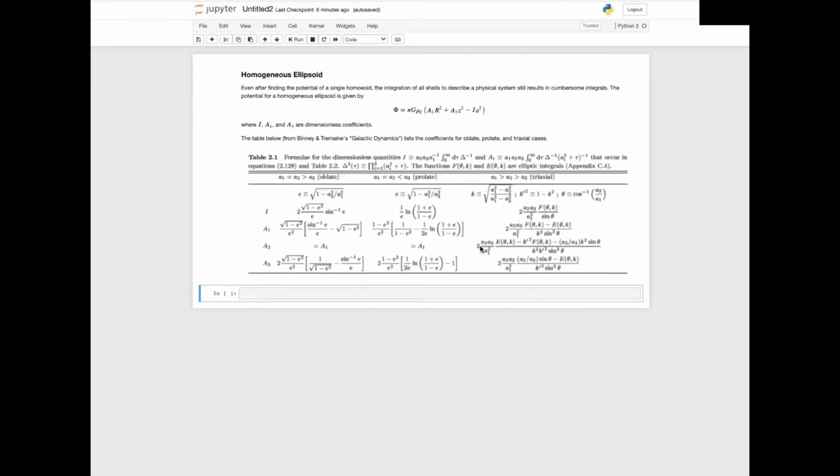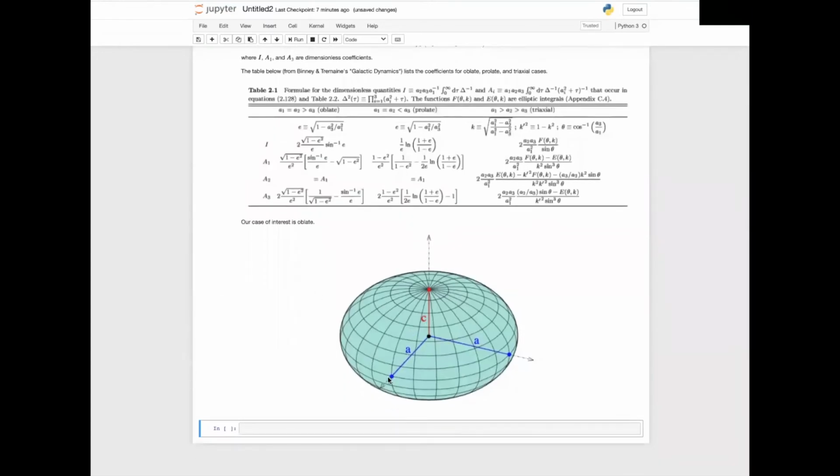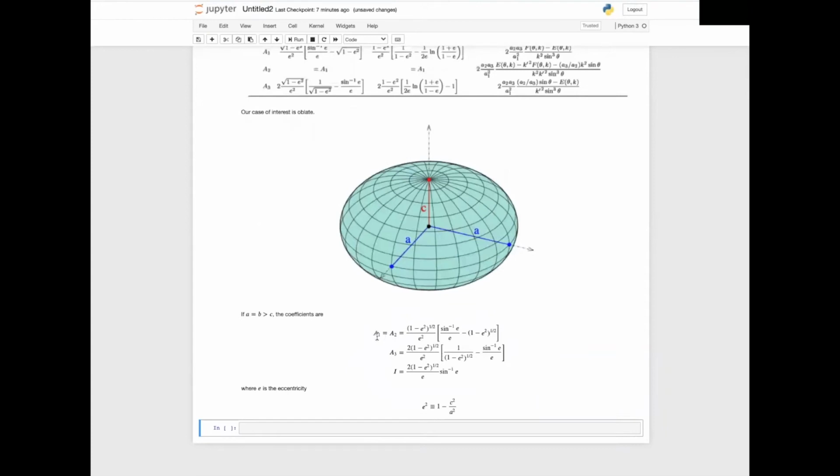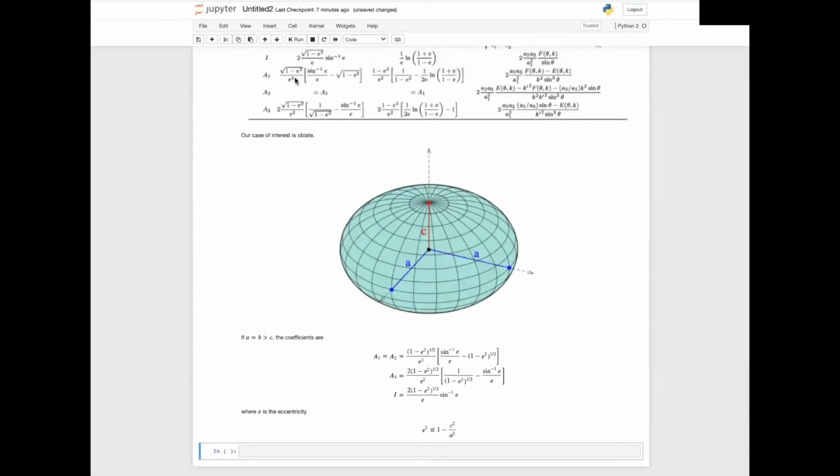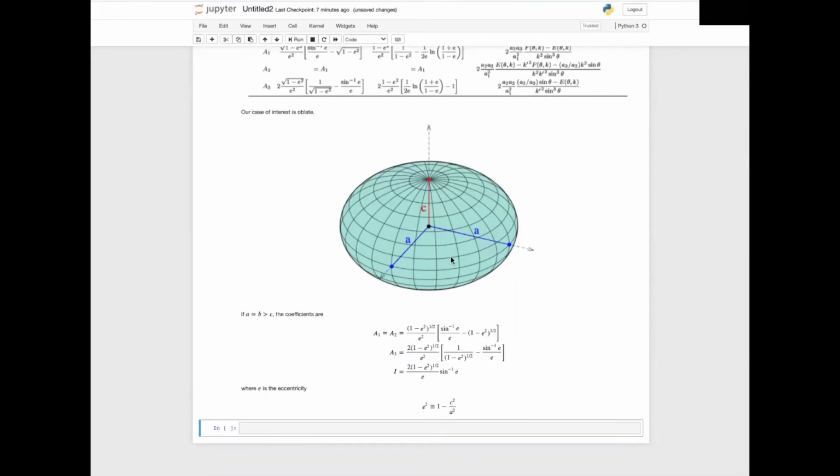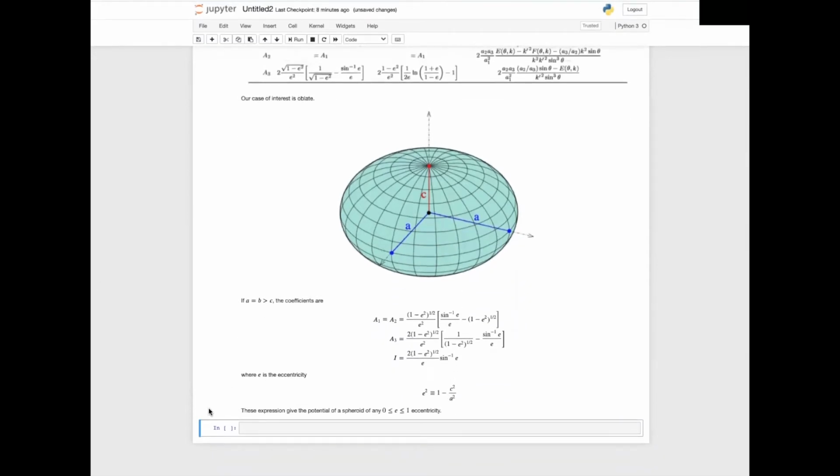And as you can see here, the expression for the triaxial is horrible. We are interested in the oblate, so the coefficients are a little bit more treatable. Our case of interest then is the oblate spheroid, which is the ellipsoid with equal axes in x and y, and they are both bigger than the short axis C, the vertical axis. So in this case, you have this coefficient A1 equal to A2, given by this expression in the table, and the I coefficient also given by this one, where E is the eccentricity, given by the ratio of the axes. And these expressions give the potential of a spheroid of any eccentricity between 0 and 1.